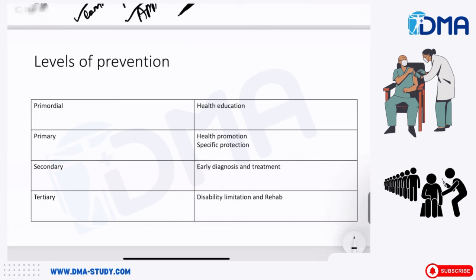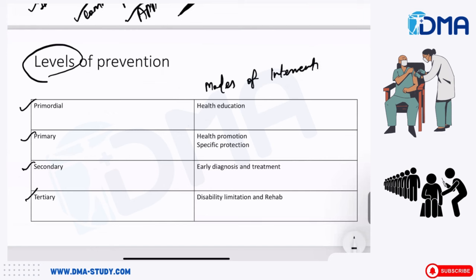So all these are four pillars of primary health care. And finally, coming to levels of prevention, you have four levels: primordial, primary, secondary, and tertiary. And these are the modes of intervention. You have to know that in case of primordial, there is only health education. In case of primary, you have health promotion and specific protection.